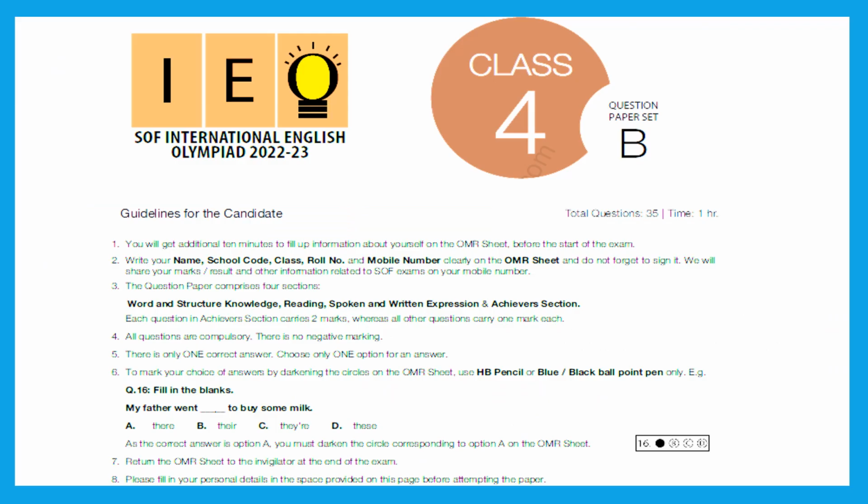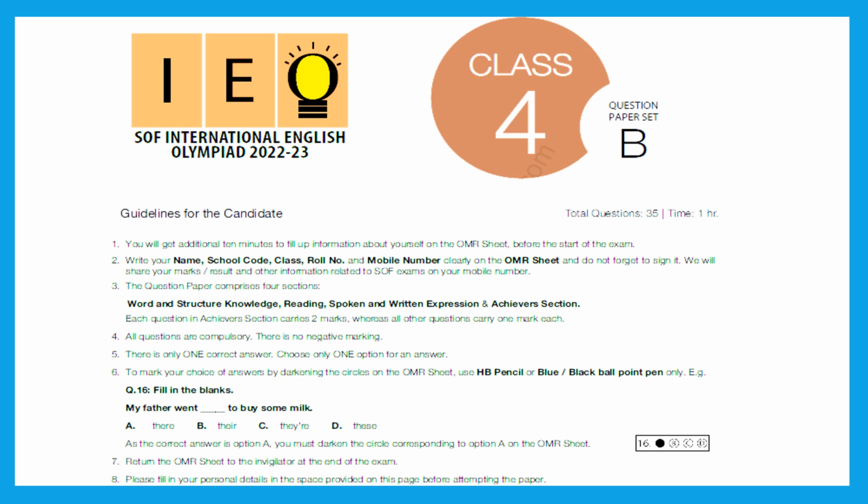This is the guideline page for the candidates. Let's see what the guidelines are. You will get an additional 10 minutes to fill up information about yourself on the OMR sheet before the start of the exam. Write your name, school code, class roll number and mobile number clearly on the OMR sheet and do not forget to sign it. We will share your marks, result and other information related to SOF exam on your mobile number.